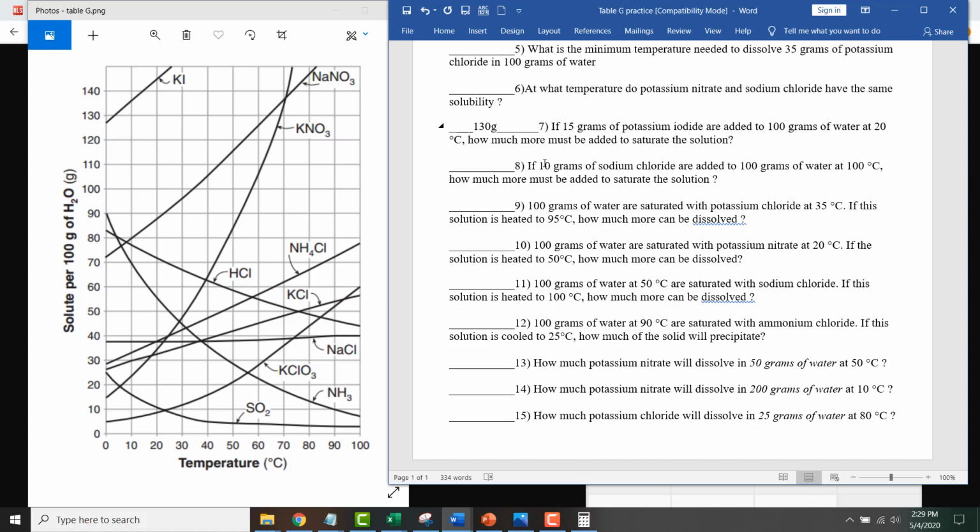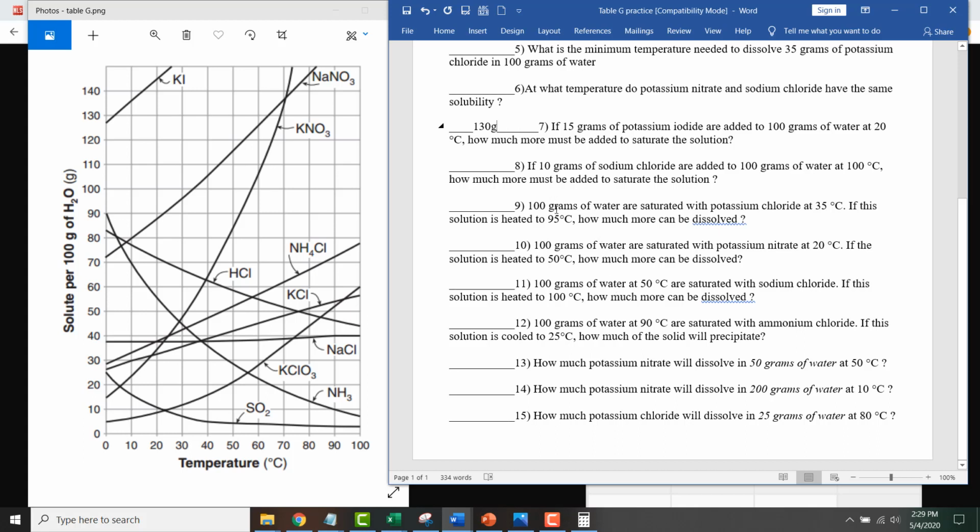Okay, number 8 is just like that. Again, water, sodium chloride at 100 degrees, how much more can be added? Number 9, it's saturated. If it's heated, how much more? Now, this is very similar, but it's slightly different. So let's take a look at this one more in depth. I'll help you out with this one too, because these two are very similar. Actually, all 3 of these, 9, 10, and 11, are very similar.